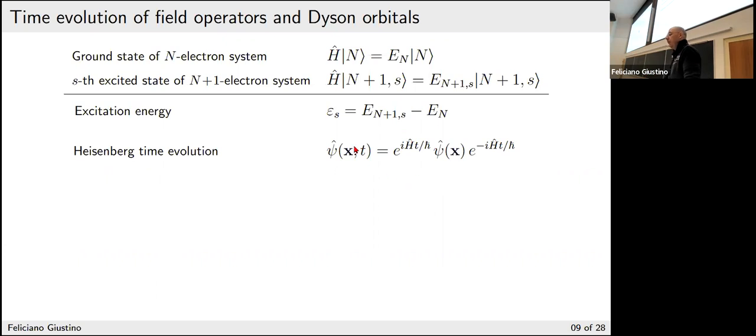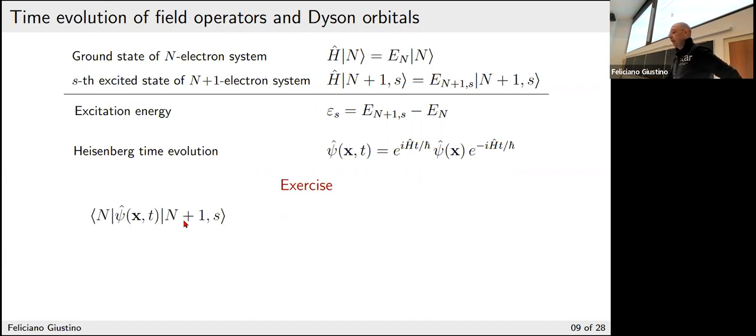So when you have these field operators that I gave you in the previous slide, one can make them depend on time by just using Heisenberg time evolution, all right? So this is done by using a unitary evolution of this object. So you have exponential minus i Hamiltonian time over h bar on this side, and the complex conjugate on the other side. Okay, this is standard time evolution. So now let's use this to look at one quantity that is crucial to do these calculations.